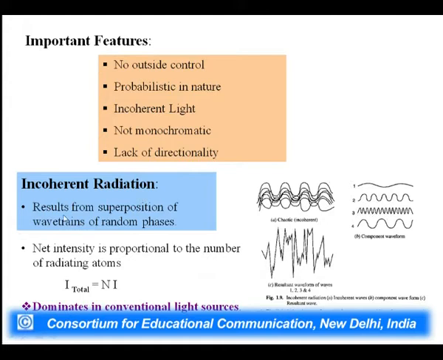Incoherent radiation means the result of the superposition of wave trains of random phases. Net intensity is proportional to the number of radiating atoms, meaning I total is equal to N I, where N is the number of radiating atoms. In the diagram, these are component waveforms and they are all random. This dominates in the conventional light source.